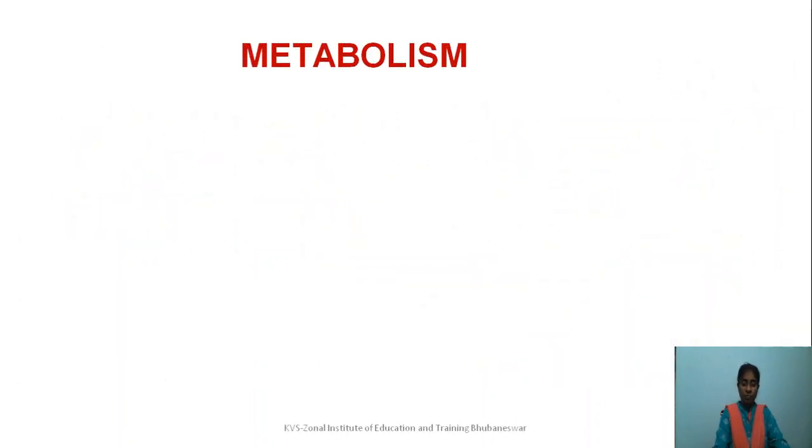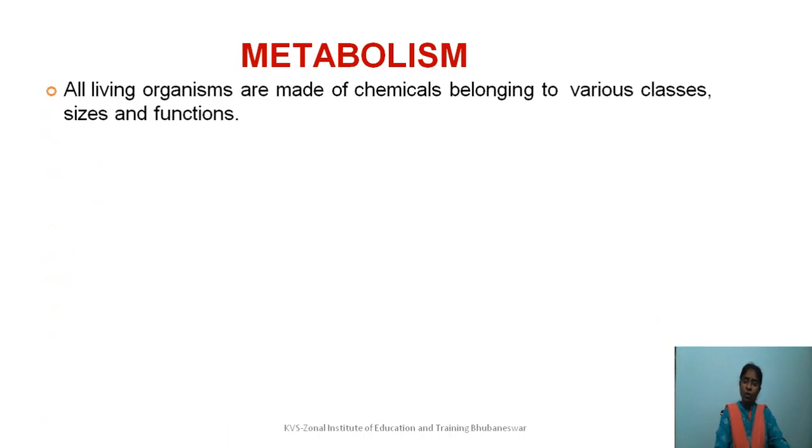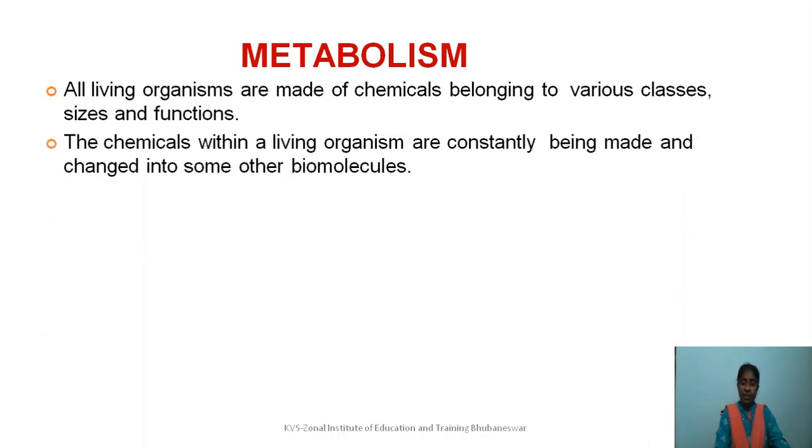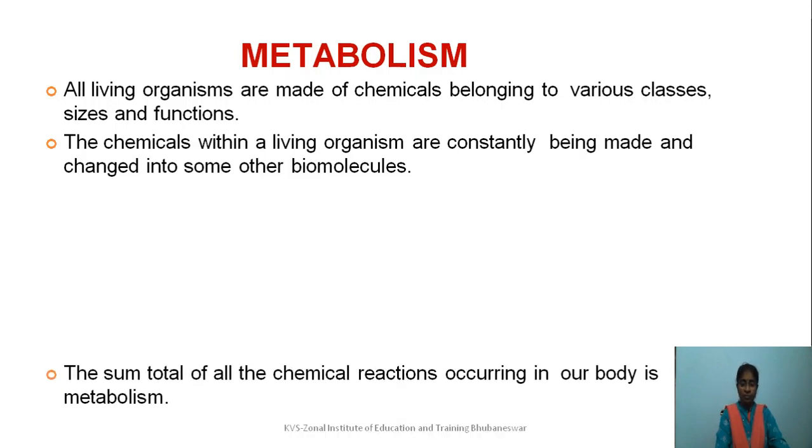Now the next topic is metabolism. All living organisms are made of chemicals belonging to various classes, sizes and functions. The chemicals within a living organism are constantly being made and changed into other biomolecules. We know that our body is made up of different types of chemicals: carbon, oxygen, hydrogen, nitrogen, phosphorus, calcium. These are nothing but chemicals, but they combine to give you the biomolecules.